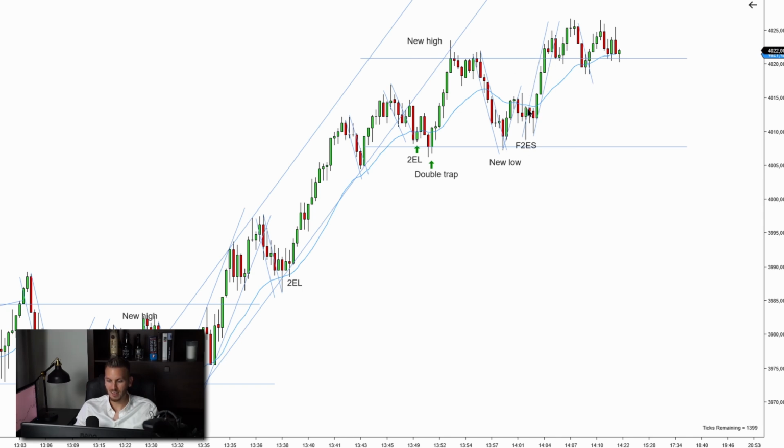This was a nice failed second entry short, but we managed to get a really nice runner on this double trap, big bullish bar. So I'm going to wrap it up.